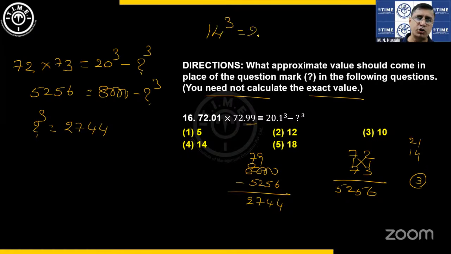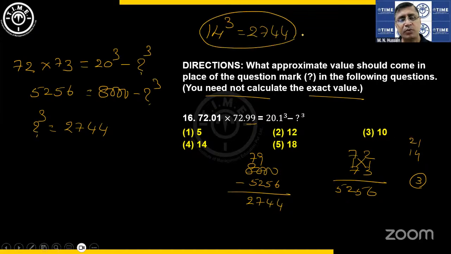14 cube is equal to 2744. What about 15 cube? 15 cube is equal to 3375. Okay, so you need to memorize squares and cubes. So what is the answer choice? Option 4. Choice 4 is the right answer.